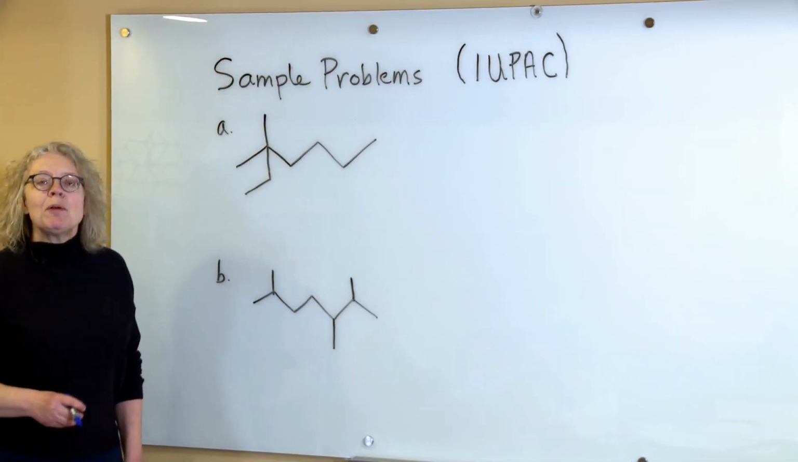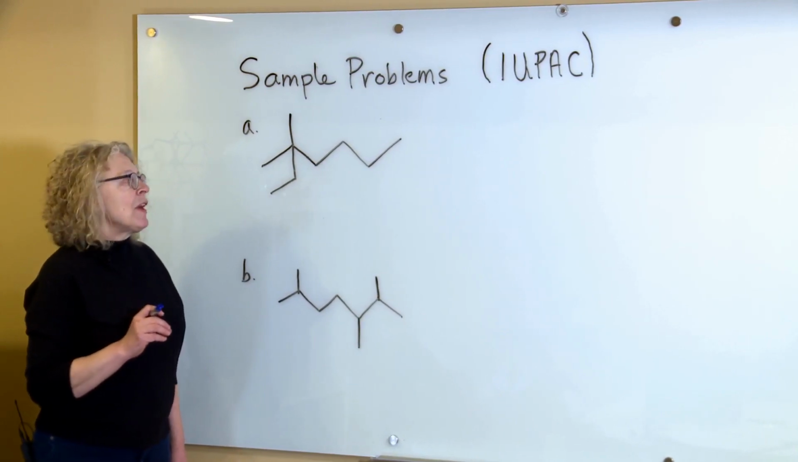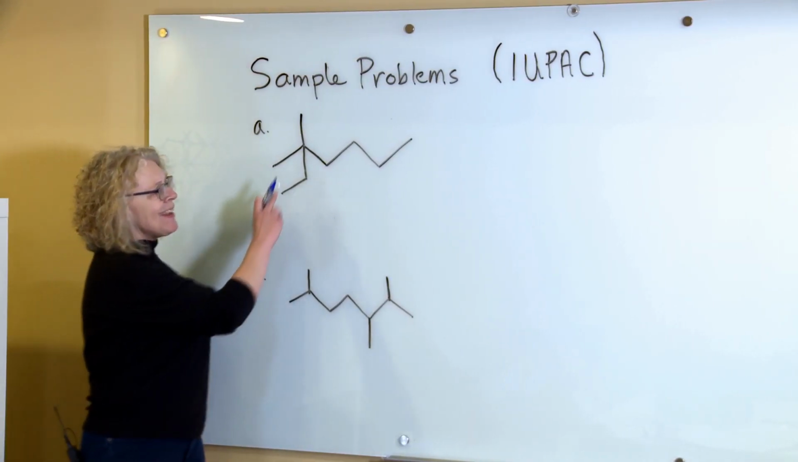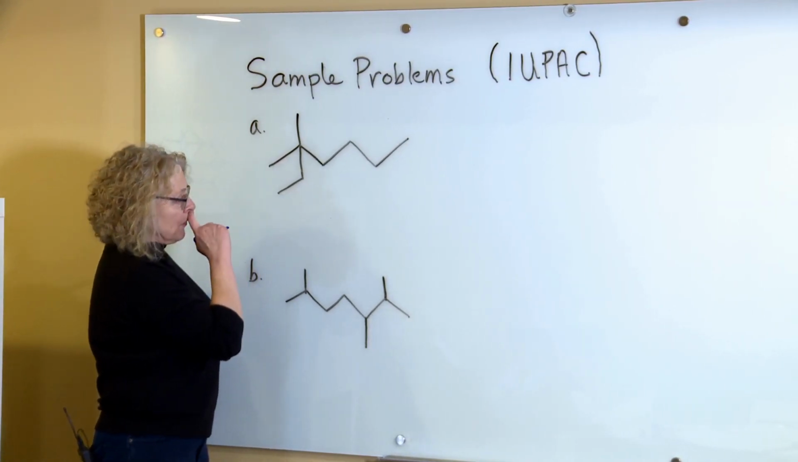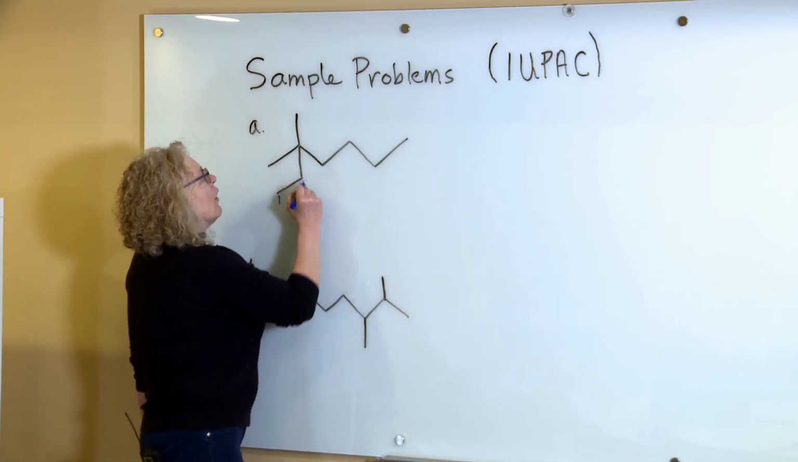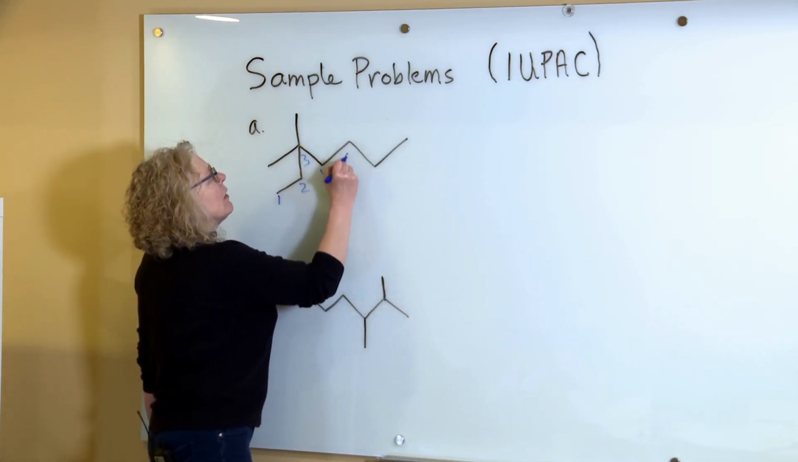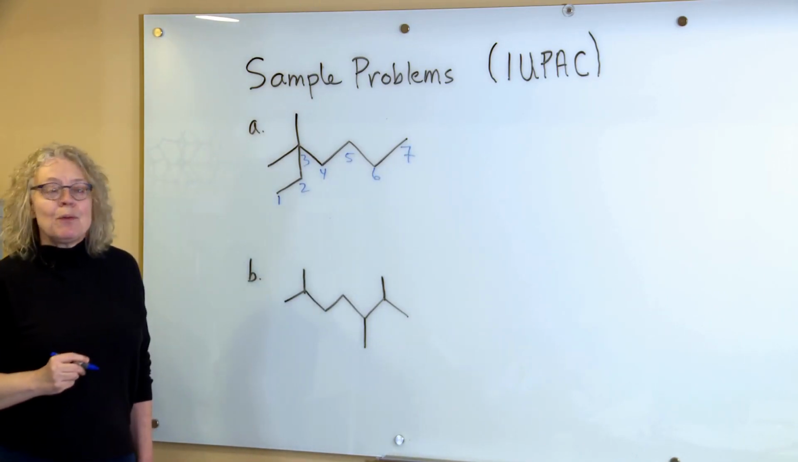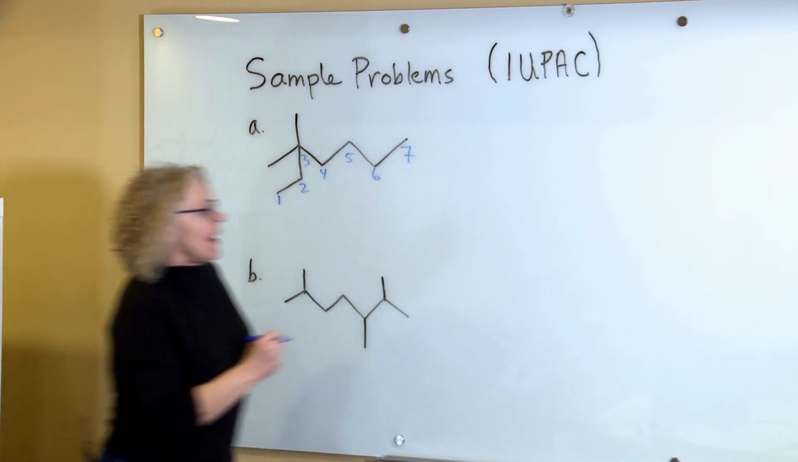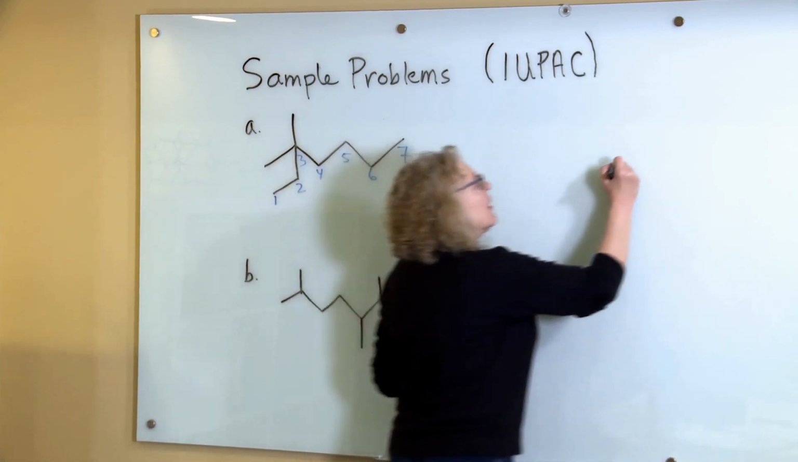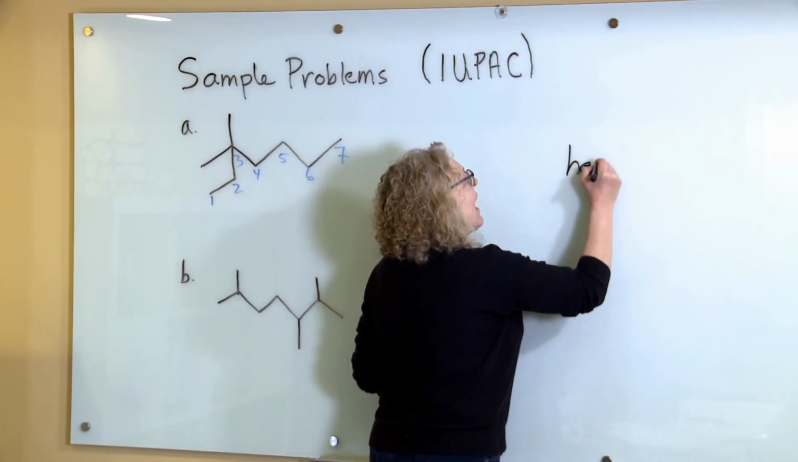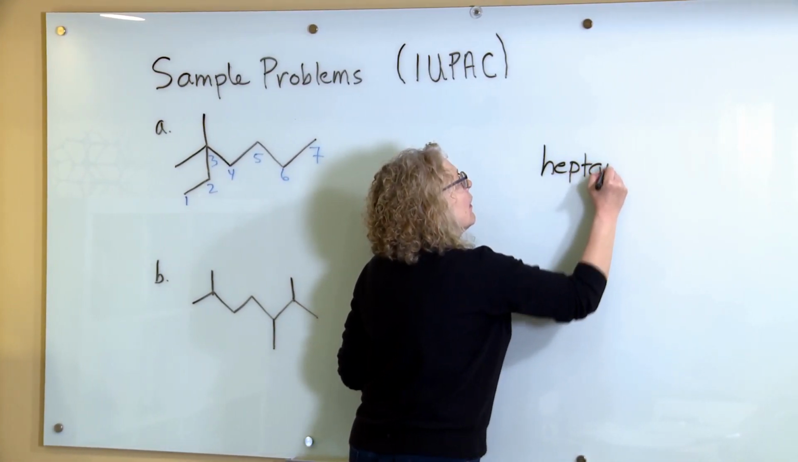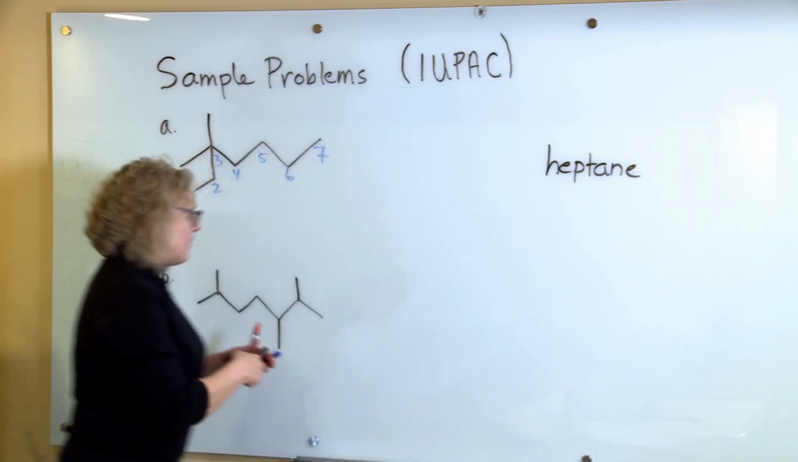So the first problem, what we do is we have to identify the parent chain first. And again, this one does not go horizontally. The longest chain, or the parent chain, is this one here. It has 7 carbons, so this is a heptane. And again, the parent name goes at the end. So let's write down heptane.